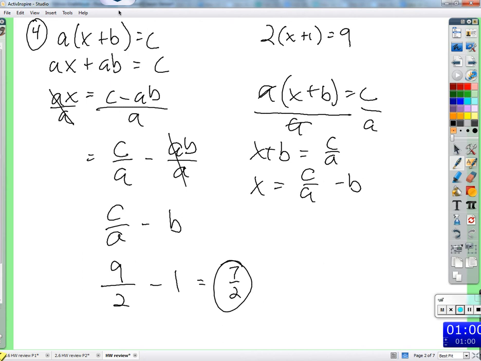So if you're at a loss for what to do with all these letters that are all over the place, just put some numbers in there, see what you would do with those numbers. You do the exact same thing with the letters because the letters represent numbers.